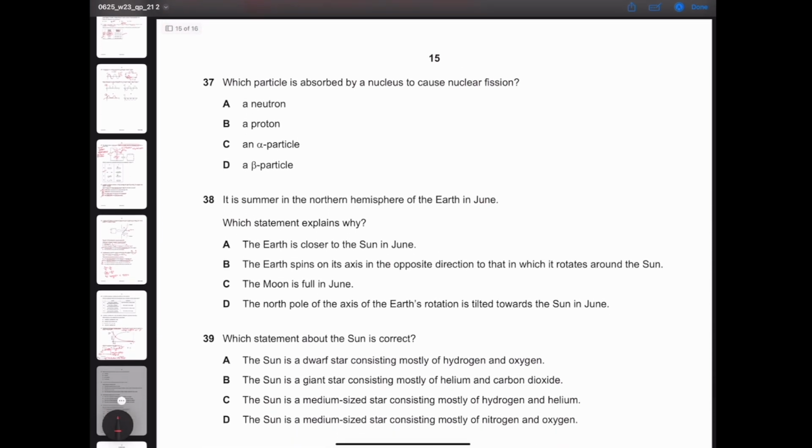Which particle is absorbed by a nucleus to cause nuclear fission? We know that neutron causes nuclear fission. So neutron is our answer.